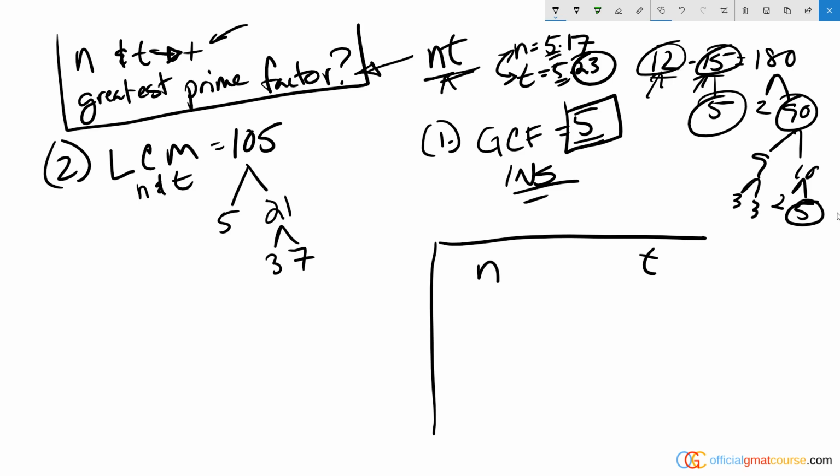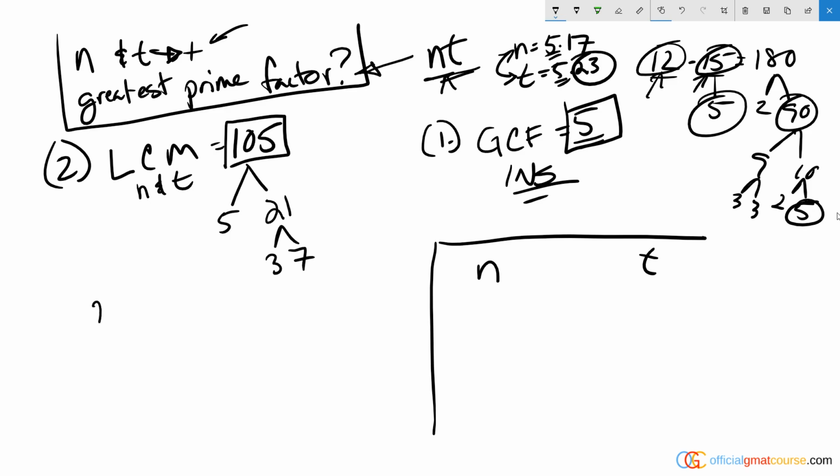Statement 2 on its own says the least common multiple of n and t is 105. Now, the least common multiple is solved by taking the factors that make up both numbers and taking the largest exponent attached to those factors and multiplying them together to get a final product. For example, let's do a simple analysis.